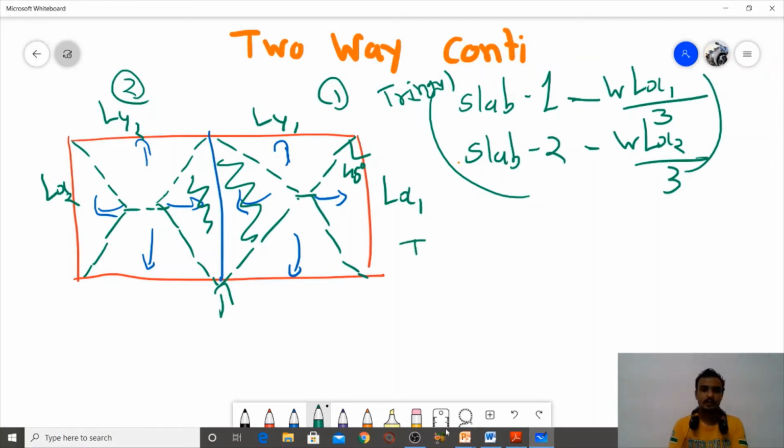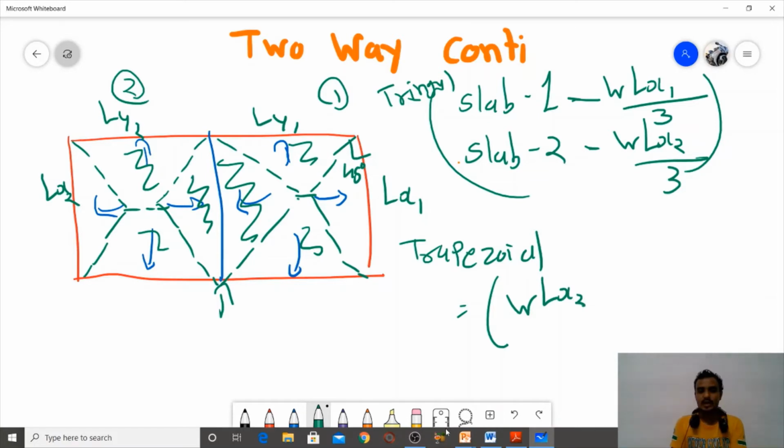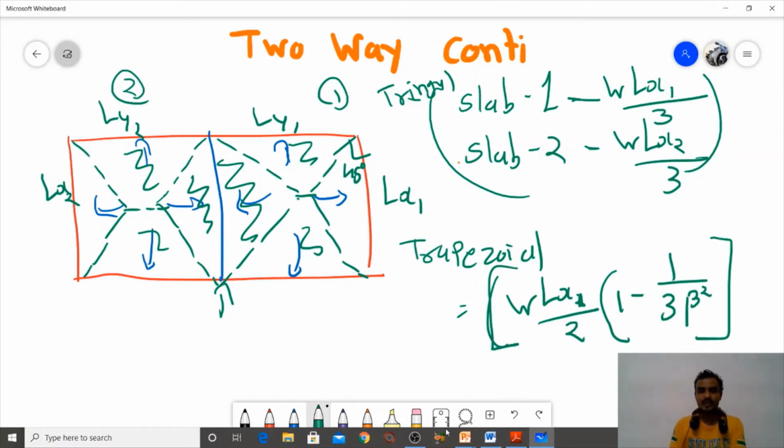And second is trapezoidal shape. Trapezoidal shape is at Ly, means the longer span. So at the Ly the equation is w Lx1 by 2 into 1 minus 1 upon 3 beta square, where beta is equal to Ly by Lx.